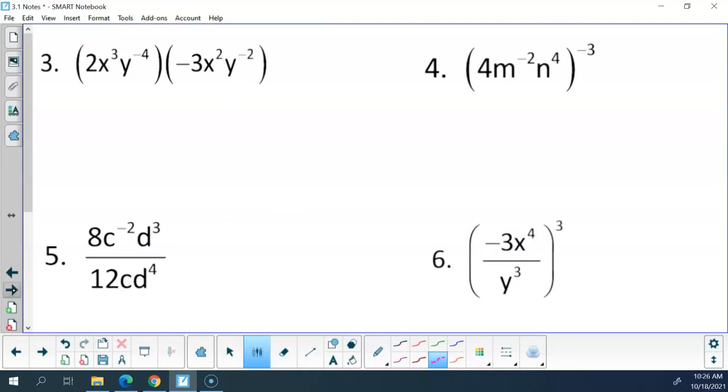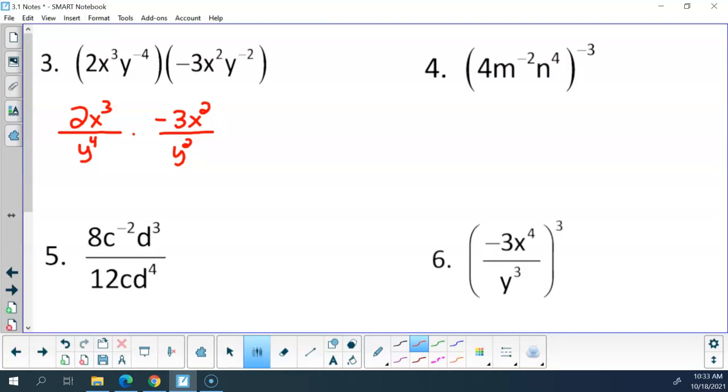Try those 4 now. So I really don't need to use the parentheses on this first one. So we have 2 times x cubed all over y to the 4th power because it's got a negative exponent. So we move just the y to the 4th power to the bottom. Times negative 3x squared all over y squared because, again, it has a negative exponent. So that term just gets moved to the bottom.